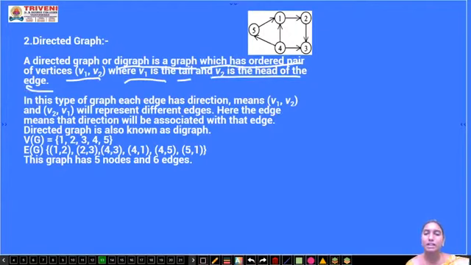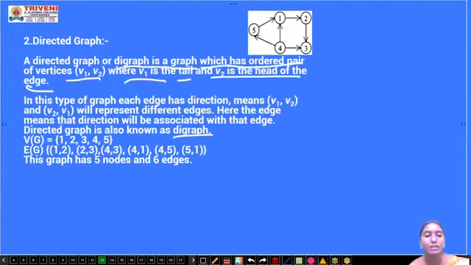V1 వచ్చేటప్పటికి tail కింద తీసుకుంటున్నాం, V2 వచ్చేటప్పటికి head of the edge కింద కన్సిడర్ చేసుకుంటున్నాం. Here in this type of graph, each edge has the direction. Each and every edge has some direction, means V1, V2 and V2, V1 will represent different edges. Here the edge means that direction will be associated with that edge. And directed graph is also the digraph, and the directed graph ni another name enti digraph ani call chestam.